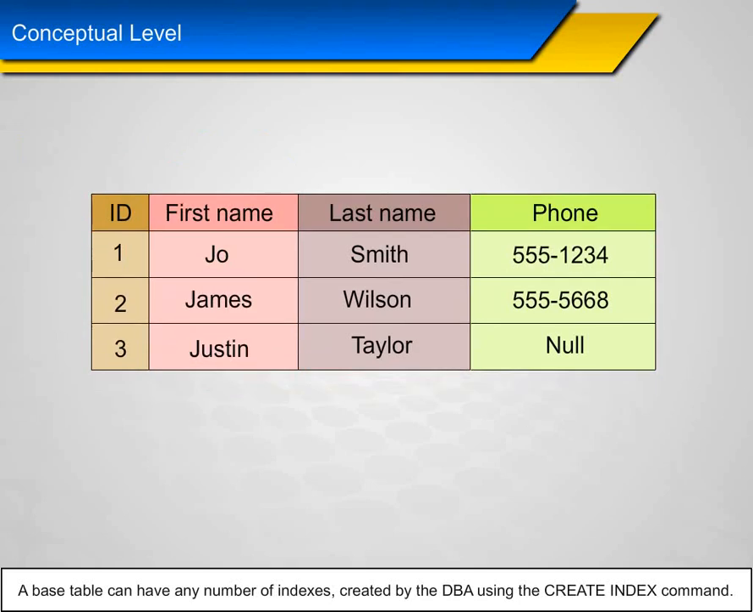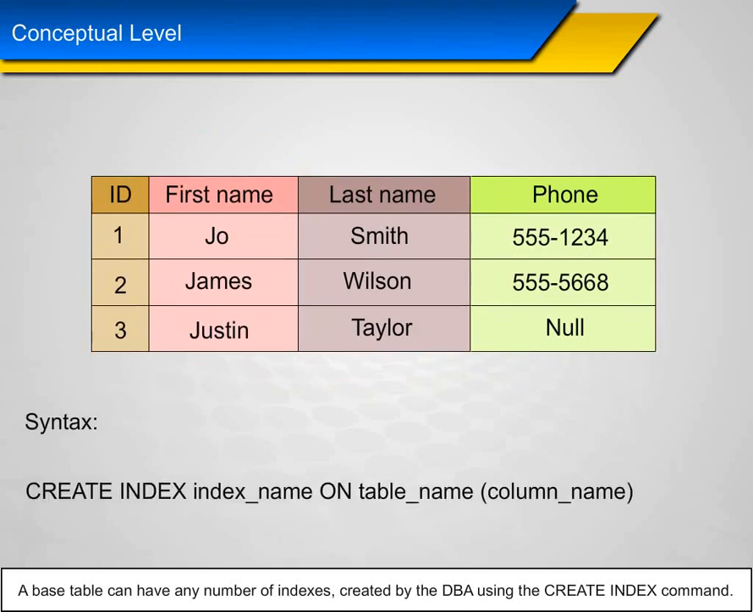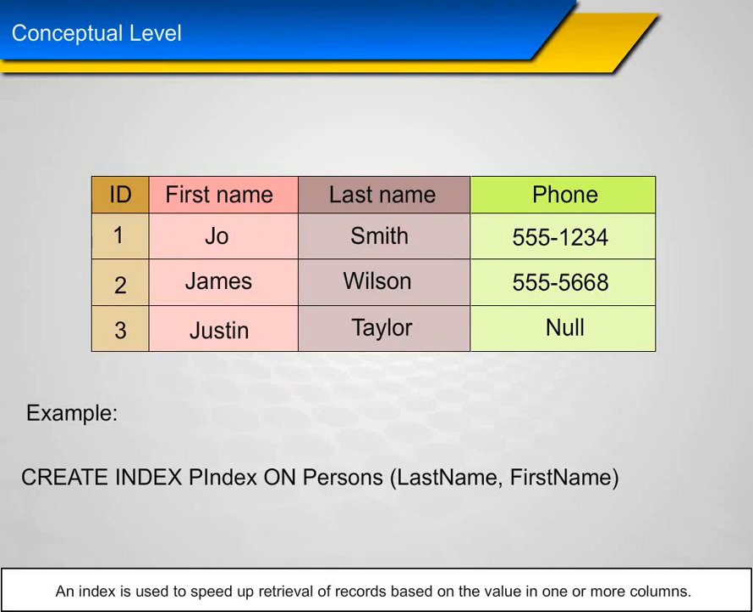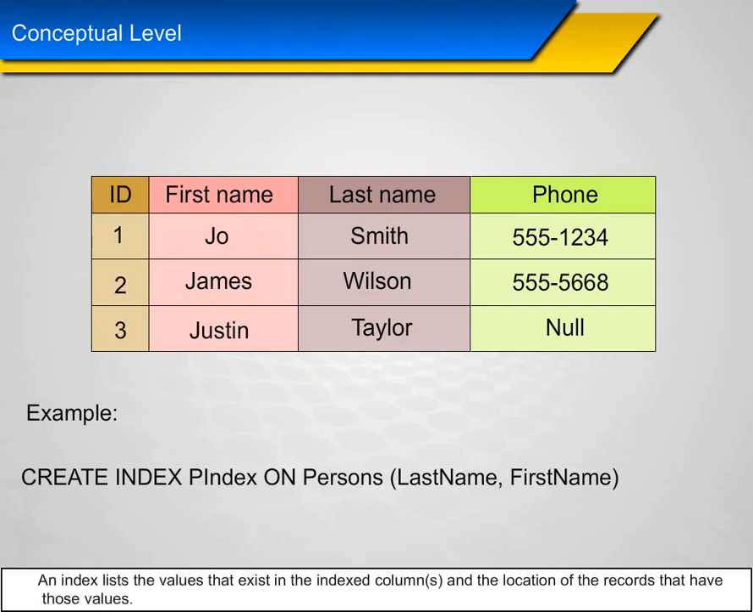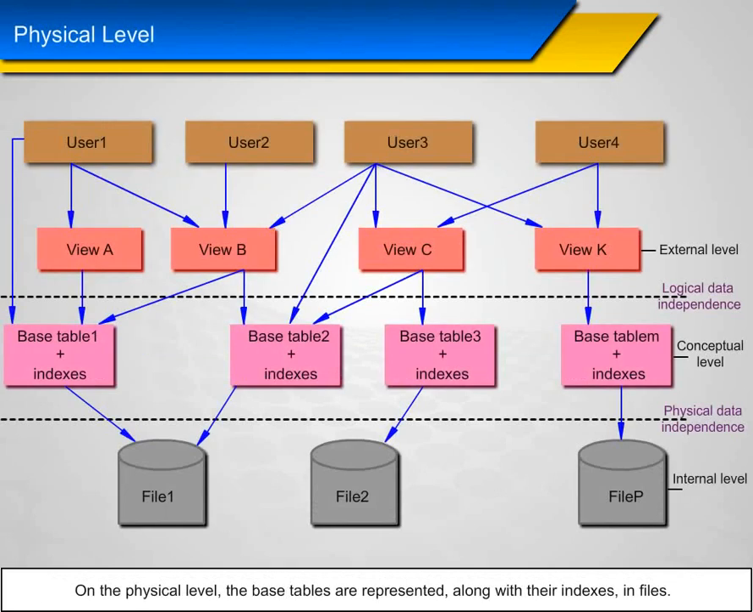A base table can have any number of indexes created by the DBA using the create index command. An index is used to speed up retrieval of records based on the value in one or more columns. An index lists the values that exist in the indexed columns and the location of the records that have those values. Physical level. On the physical level, the base tables are represented along with their indexes in files.